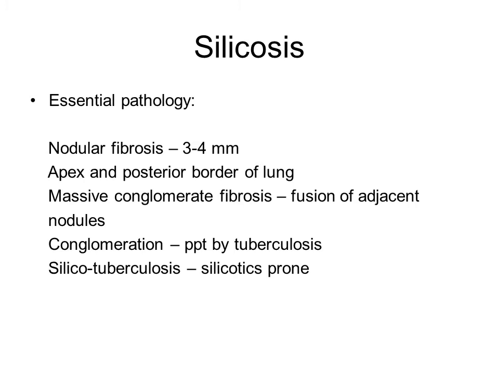This results in nodular fibrosis in the lungs of about 3 to 4 millimeter size. Mostly the apex and the posterior border of the lungs are affected. Massive conglomerate fibrosis, that is the fusion of adjacent nodules, and conglomeration are precipitated by another comorbidity, that is tuberculosis. So these silicosis patients are very prone to tuberculosis and vice versa.